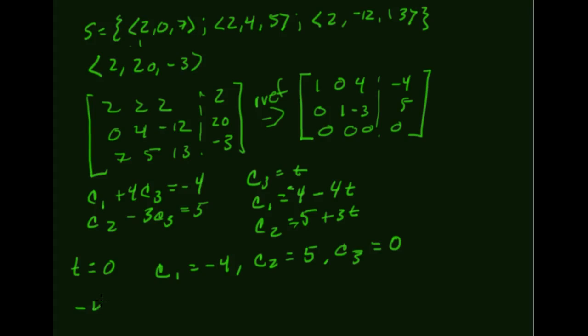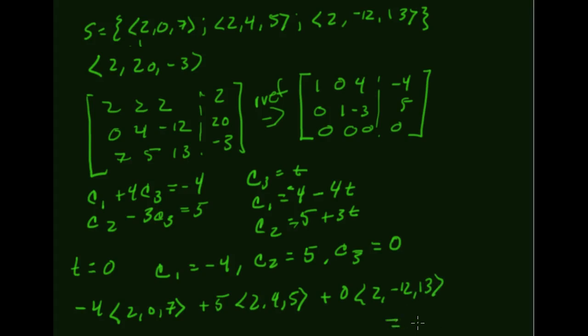So what we're saying here is that negative 4 times 2, 0, 7 plus 5 times 2, 4, 5 plus 0 times 2, negative 12, 13 should give me 2, 2, 0, negative 3. Now that's not a unique solution. It is a solution that works for me. All right, so there you go.